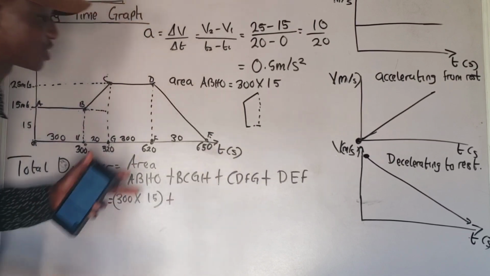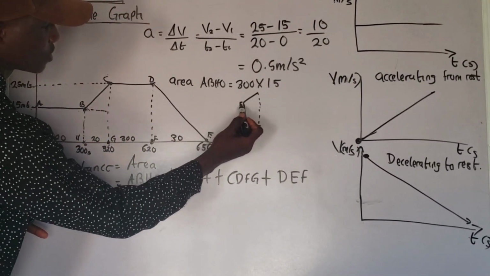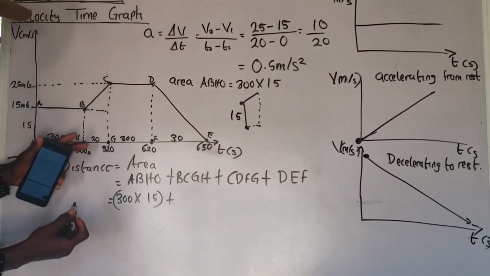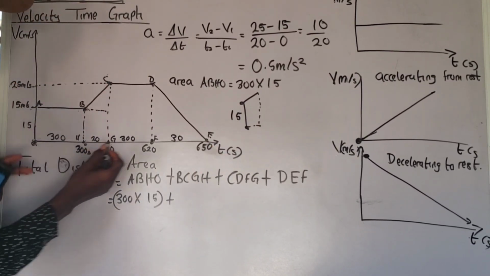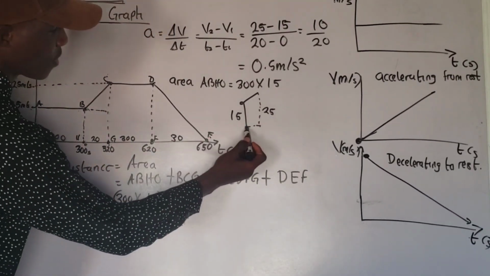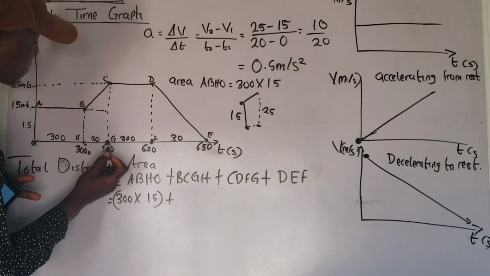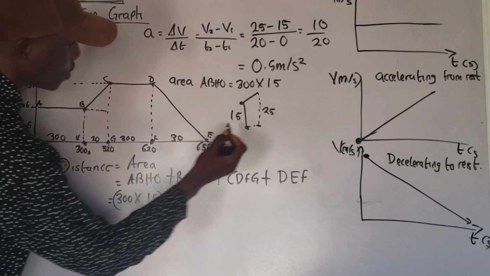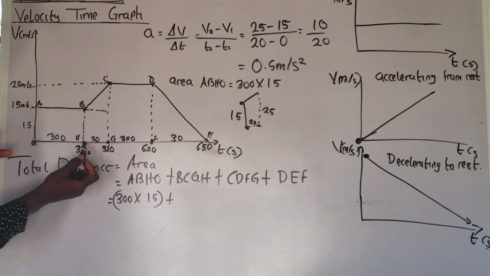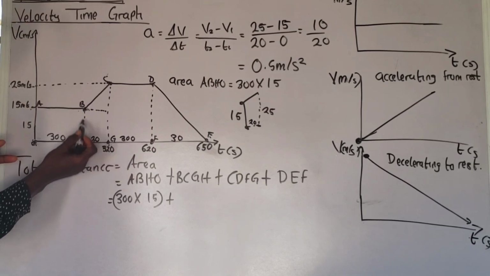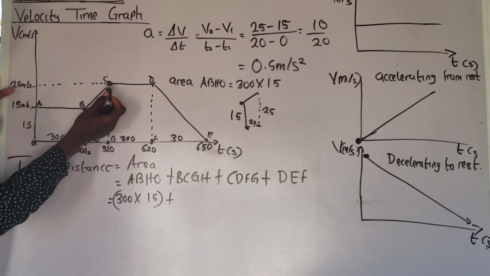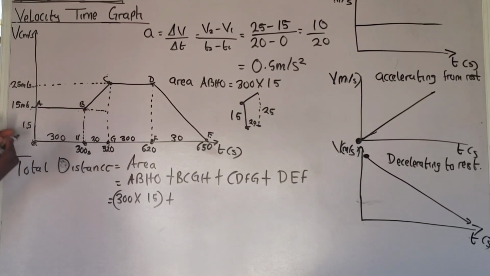This is a trapezium, you understand? From this point to this point is 15, okay? And from this point to this point is 25. And the distance from this point to this point is 20. You can see that it is a trapezium. From this point to this point is 20, the same height as this. That's 15, and this one is 25. So that is a trapezium.